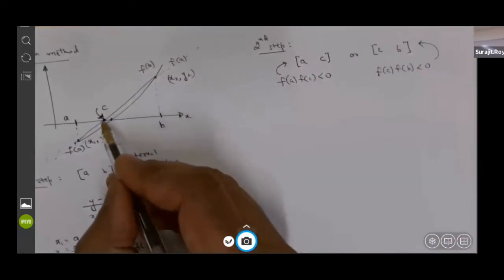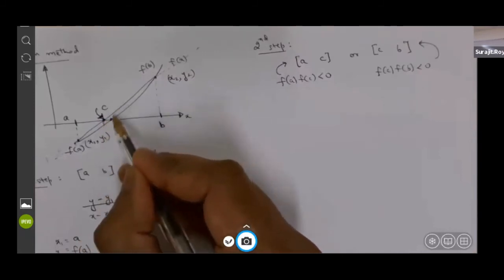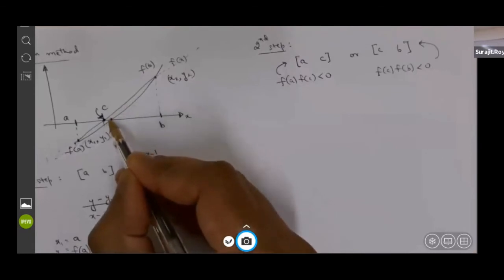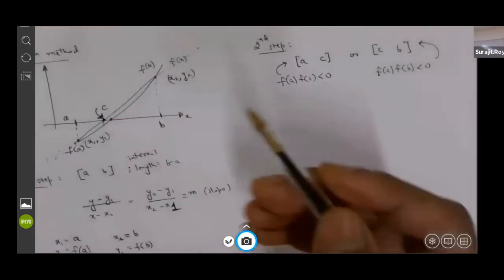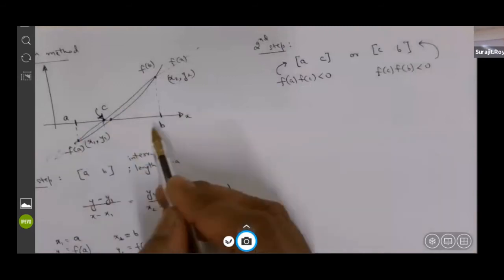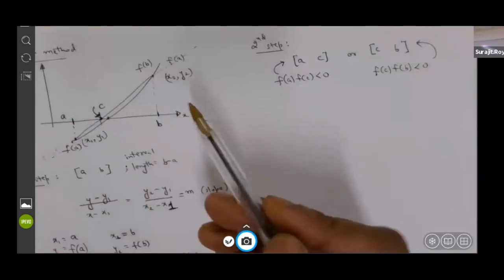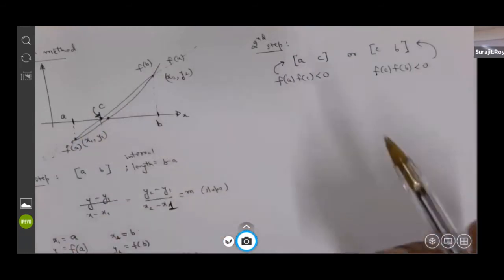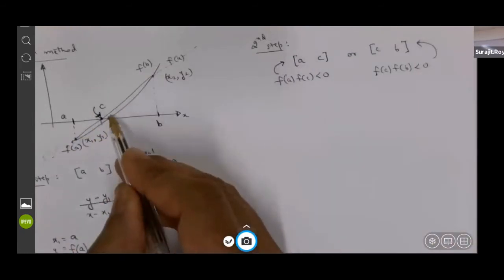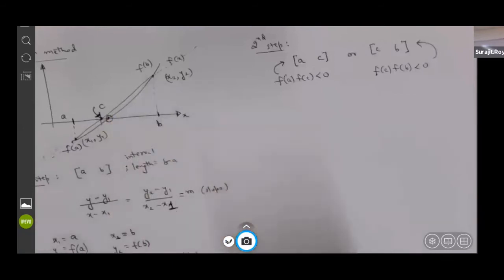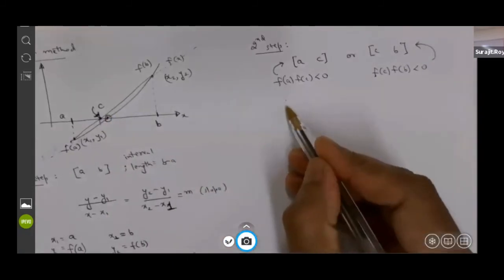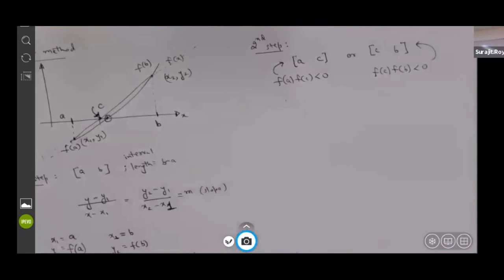Now the third step will be the same: you find f of c and join the straight line again, and that way you reach the root very, very quickly as compared to the bisection method. Maybe if the bisection method takes 6-7 steps, the false position method will take 2 to 3 steps to reach closer to the actual root. Let me know if it makes sense, guys.